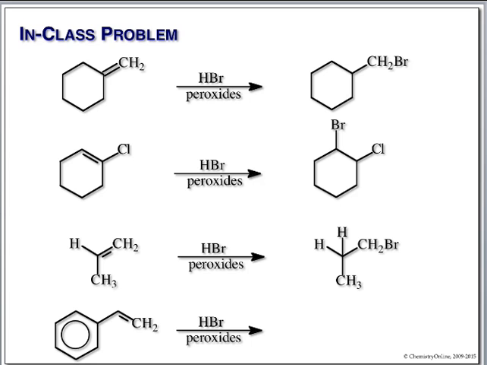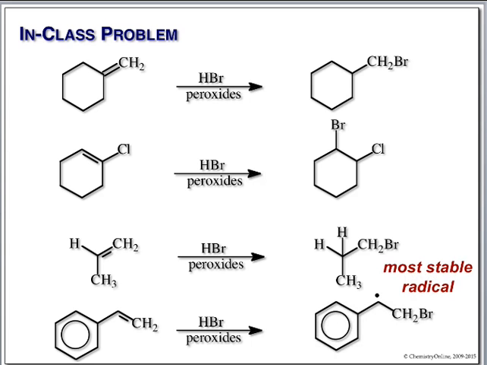Finally, our last one here. We have a primary carbon and we have a benzylic carbon. Just like with carbocations, the benzyl position is magic. It will form the most stable carbocation, and likewise will give us the most stable radical. Therefore, bromine will add to the primary carbon. This will be our radical, the benzyl radical. The benzyl radical will pick up a hydrogen from HBr, and that's our product.